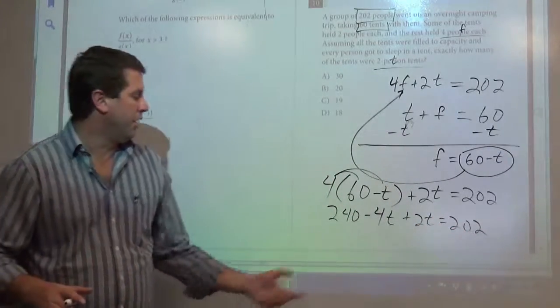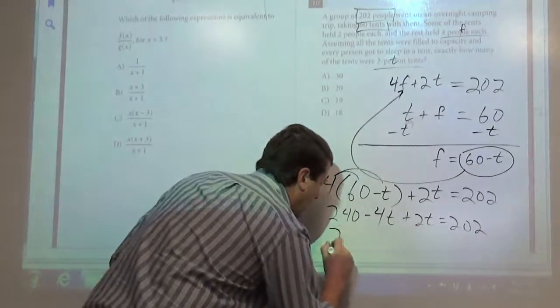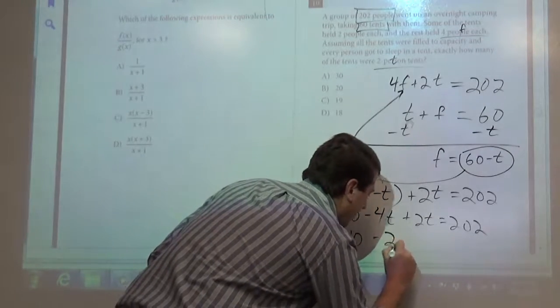And now we need to combine. I can combine my T's. So I had -4 and 2. So I end up with -2T.